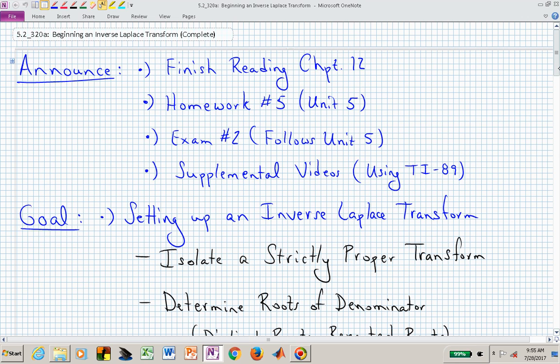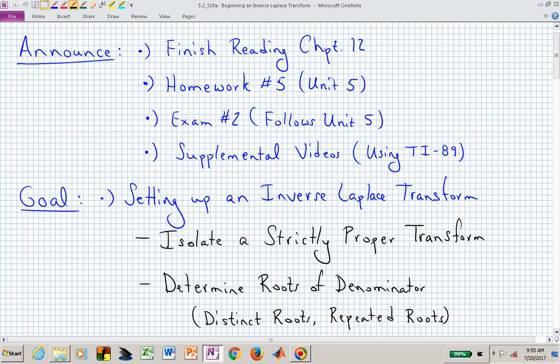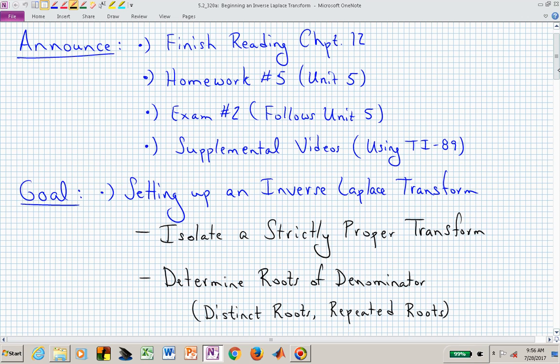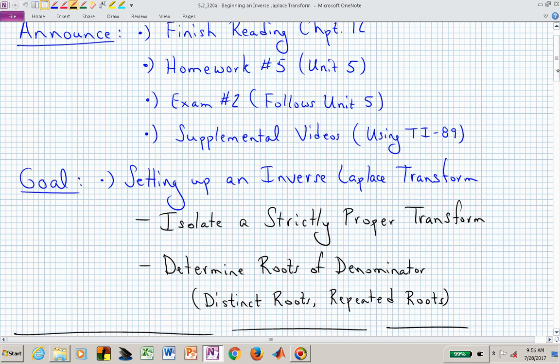We're in Unit 5, which means you're needing to finish up Chapter 12. There are some supplemental videos on using your calculators in a manner that will allow you to quickly compute some of these inverse Laplace transforms. Those are available on D2L. And Homework 5 and Exam 2 are coming up at the end of this unit.